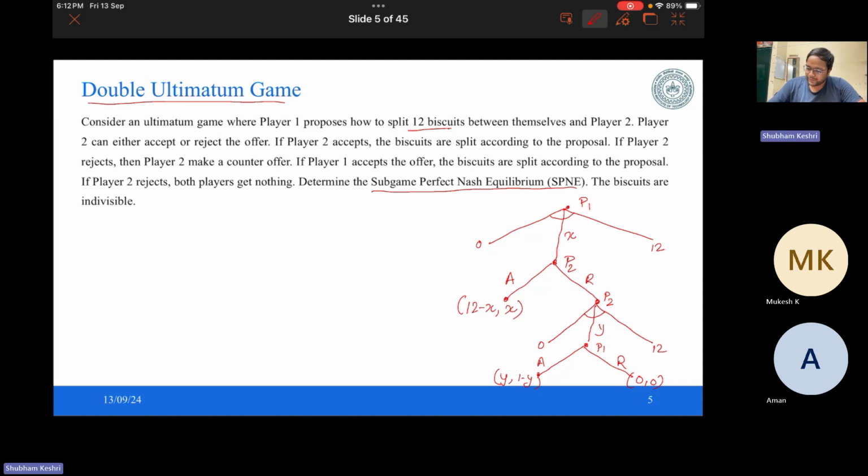So this is a two-stage game. If you see, this is a two-stage game. This is the first stage, and this is the second stage.